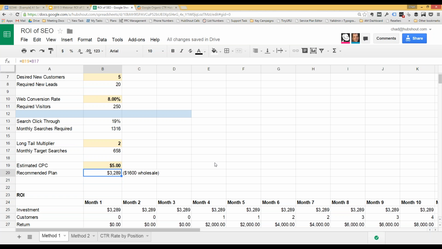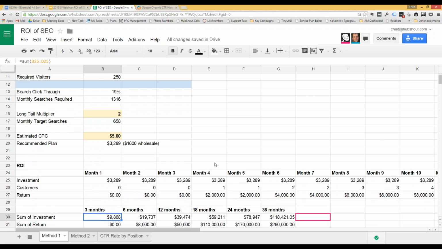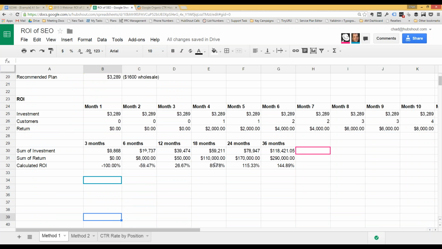is the way we come up with keywords, and we've got webinars on this, but what we would recommend is a plan that's about $1,600 wholesale that would allow them to target about $3,289 retail in keyword value.